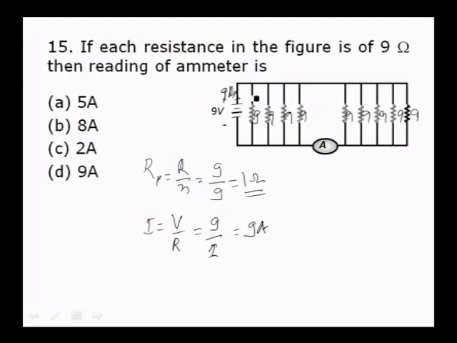Okay, because of the identical resistors, current will divide equally. There are 9 resistors, so each resistor carries 1 ampere of current. So 1 ampere, 1 ampere, 1 ampere, and so on. This is 1 ampere, 2 ampere, 3 ampere, 4 ampere, 5 ampere. The 5 ampere of current is flowing in this branch. Therefore, the reading of the ammeter is equal to 5 ampere. The correct option is A.